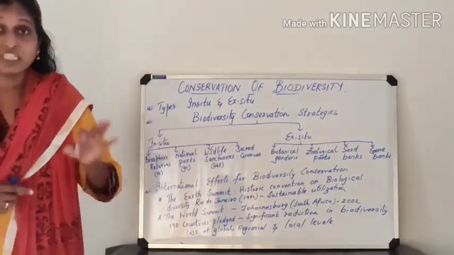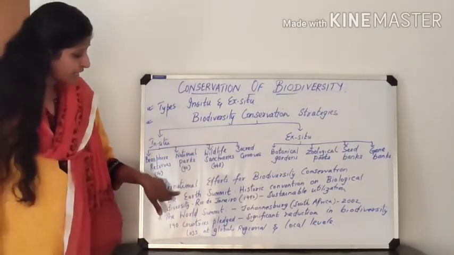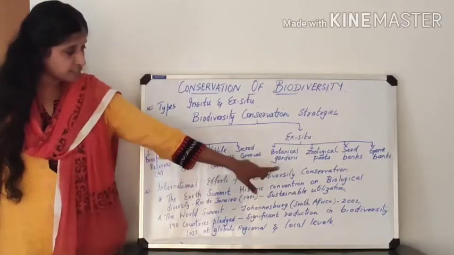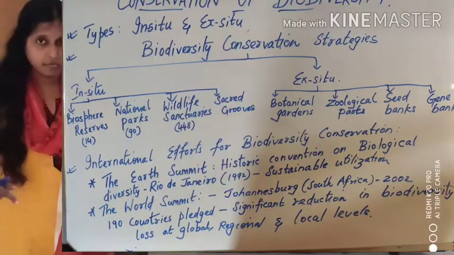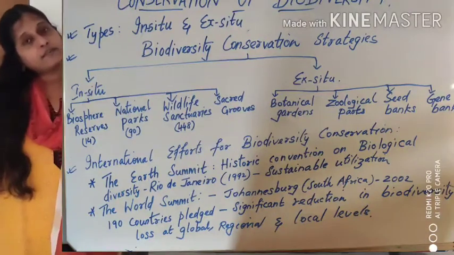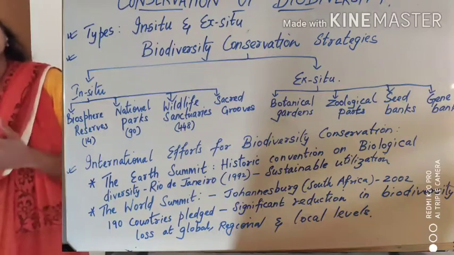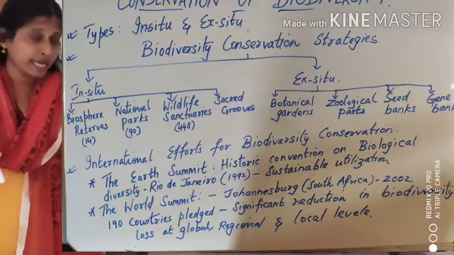We call it as gene bank. Okay, so that is gene bank. Now moving on to international efforts for biodiversity conservation. We will discuss this in detail a little bit later. So this is international efforts for biodiversity conservation. On the international scale, what measures have been taken for conserving biodiversity?